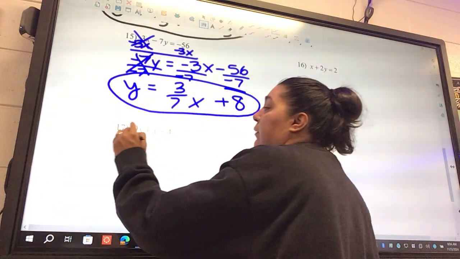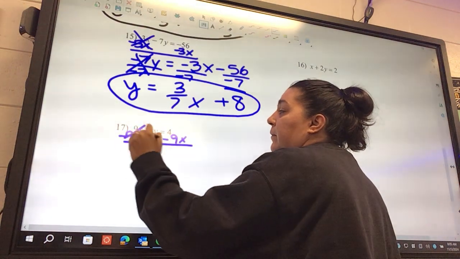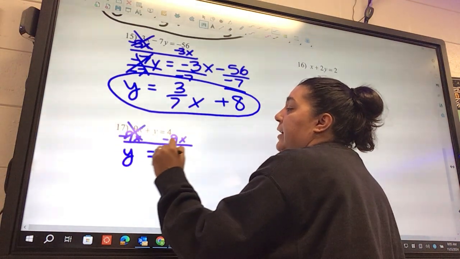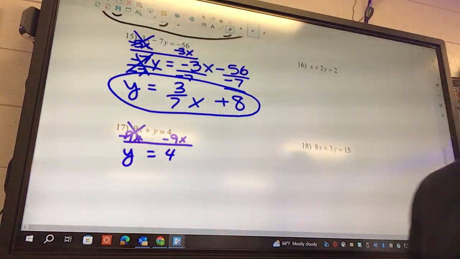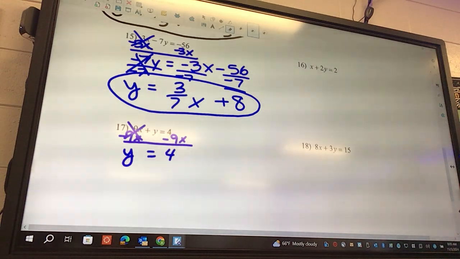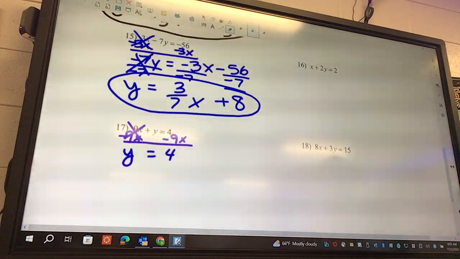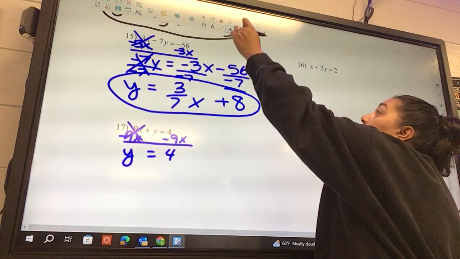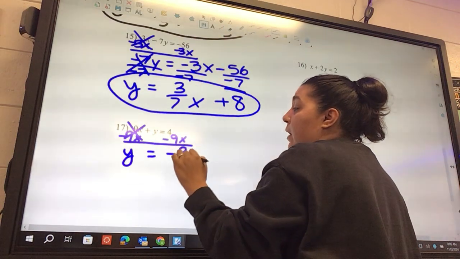Okay, 17, we're going to say minus 9x. So we get y equals 4, what's wrong with mine? You didn't put negative 9. Okay, so what number should I have written down first? Negative 9. I don't know why I wrote the 4. And yes, there is no number next to the y.